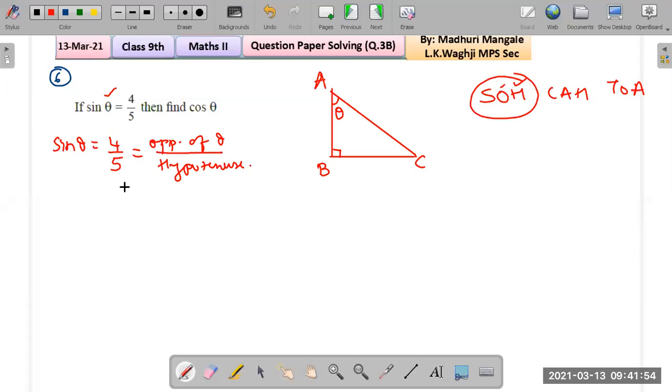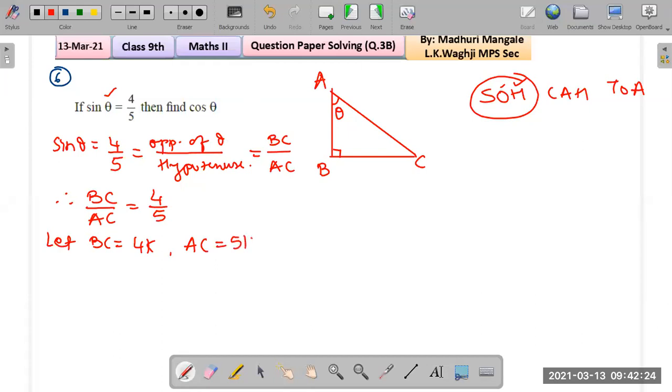So if we use the diagram over here, what is the opposite of theta? That is BC. And what is the hypotenuse? That is AC. So what we have got is BC upon AC equals 4 upon 5. And we have to use some common multiple, let's say K. So let BC equal 4K and AC equal 5K. Since it is a ratio, it can be multiples of 4 and 5. So that is the reason.